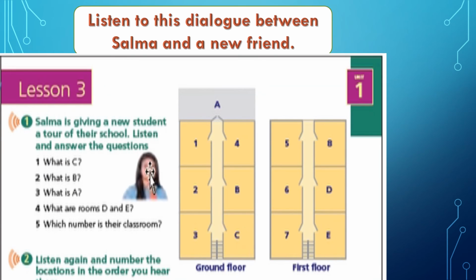So you're going to listen to a dialogue between Salma and a new student about her school. Listen carefully to answer these questions. Number 1, what is C room? Number 2, what is B room? Number 3, what is A room? Number 4, what are rooms D and E? Which number is their classroom? Ready, steady, go.